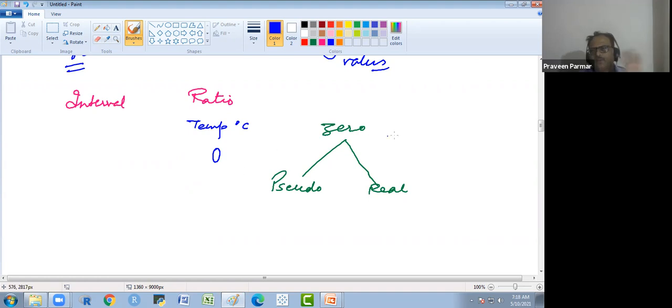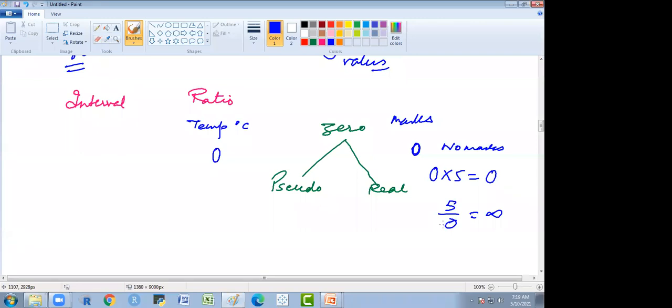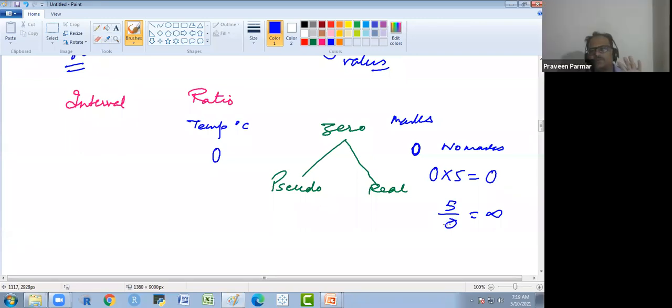Zero means no. If I talk about the marks of the students, if I say zero marks, what does it mean? Is there some marks or no marks? That is real zero. There are no marks. So real zero has some properties. If you multiply real zero with any number, it will make zero. If we divide any number by zero, we will get infinity. Does that make sense to you? But pseudo zero does not possess these qualities.